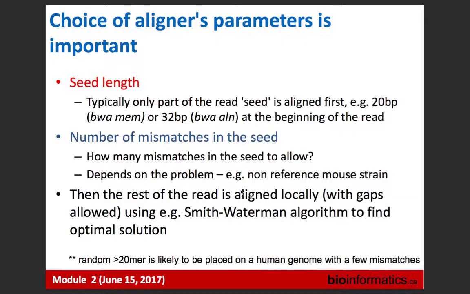The second parameter is how many mismatches. And again, it depends on your sequencing quality. If your sequencing quality is high, you probably shouldn't allow many mismatches, because then you don't know what you're doing. You can misplace certain reads, or you can place reads which don't belong there. What will happen when we allow more and more mismatches? We will have more reads multi-mapped. We will have reads aligned to position A and position B and position C because we allow many mismatches. So we would like to keep this number in some kind of control, and the typical number is 2. Those are defaults.